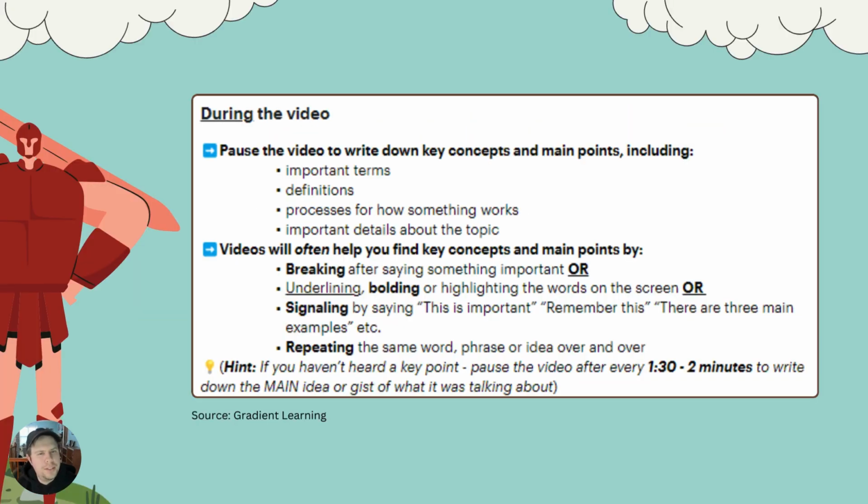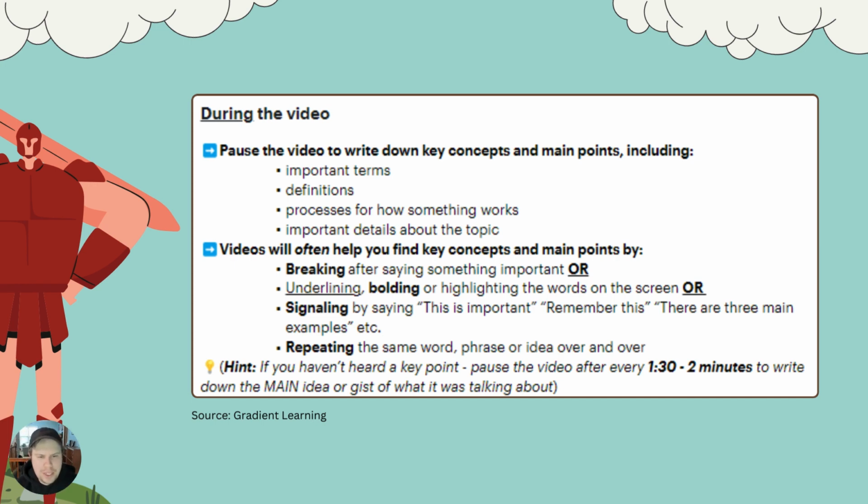During the video, pause the video to write down key concepts and main points, including important terms, definitions, processes for how something works, and important details about the topic. Videos will often help you find key concepts and main points by breaking after saying something important, or underlining, bolding, or highlighting the words on the screen, or signaling by saying, "This is important. Remember this part. There are 3 main examples that you need to pay attention to," etc.